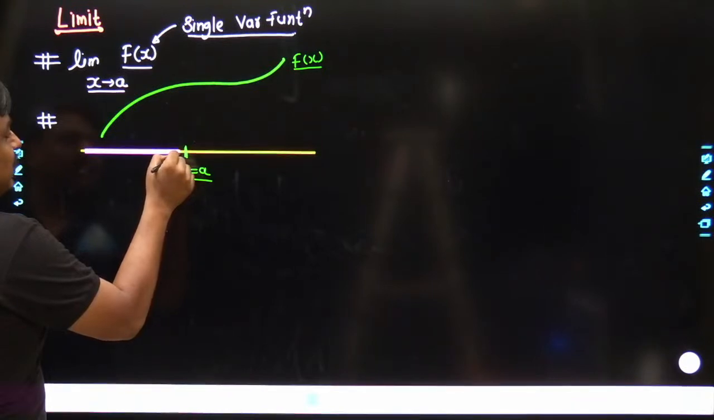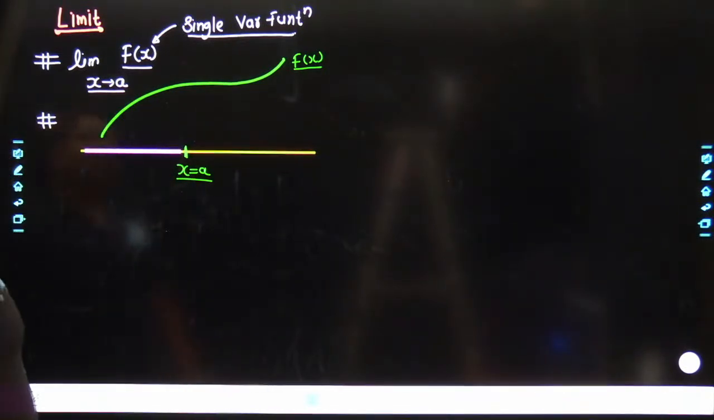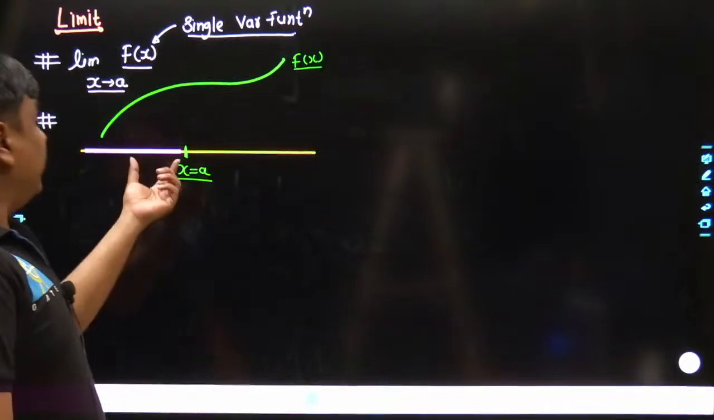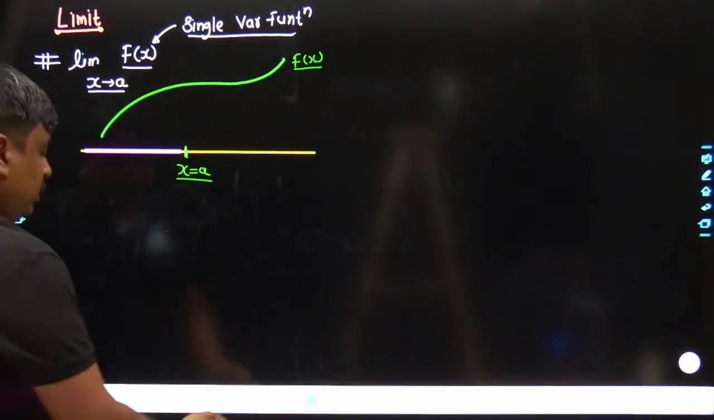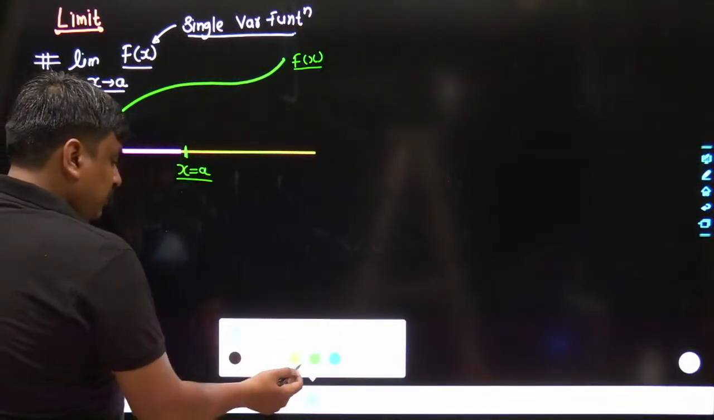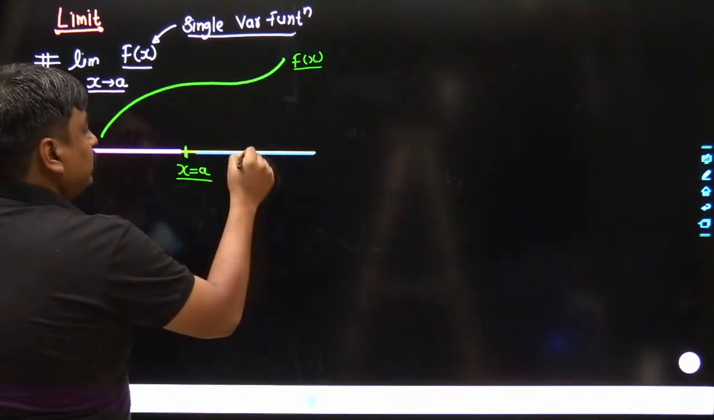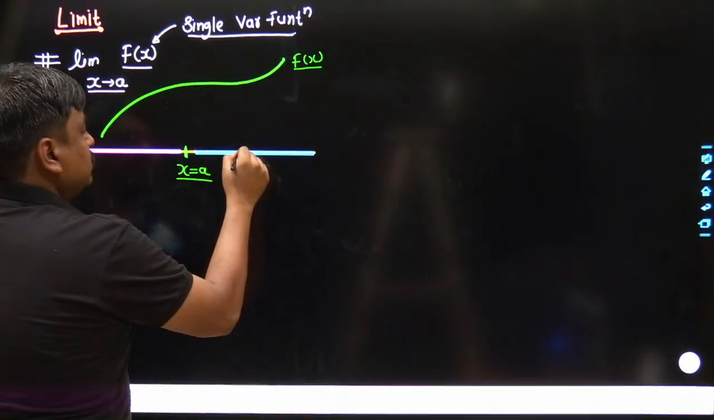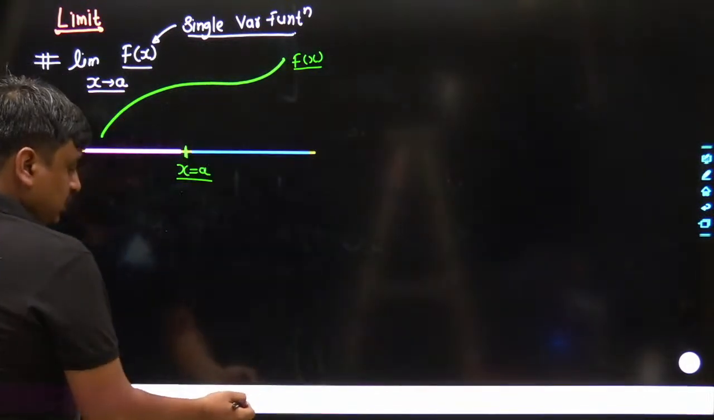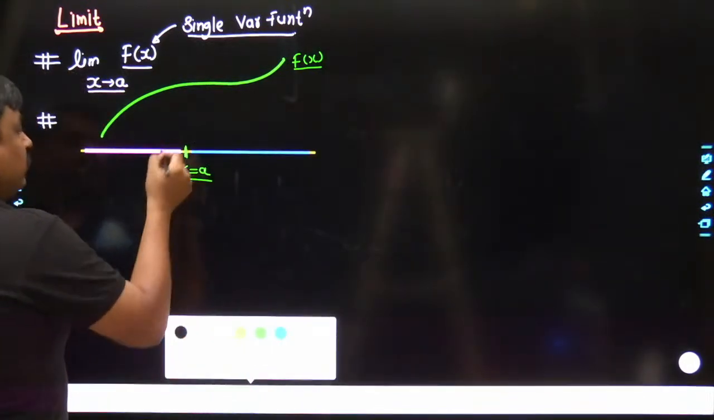This has been the first method or the first way, where you have started from the left hand side and you are trying to go towards x is equal to a. There could be a second way. Let's take a different color. This could be the second way. Just a minute, let me change its position. There could be the second way.